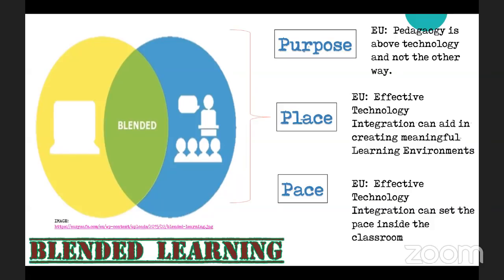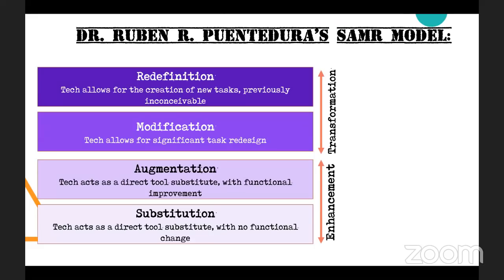Right. So I'm going to go now to my next slide, which looks into the idea of SAMR, a more suitable theory that would really explain why we do technology integration in aid of content creation and curation. It's Dr. Ruben Puentedura's SAMR model. SAMR is a theory introduced by Dr. Ruben Puentedura. And for him, technology would definitely be an enabler in introducing content to our students.